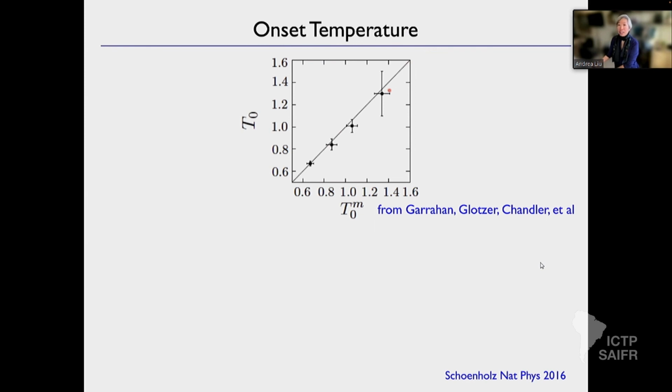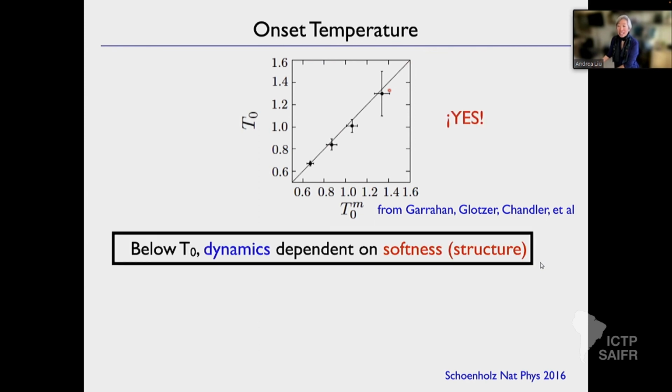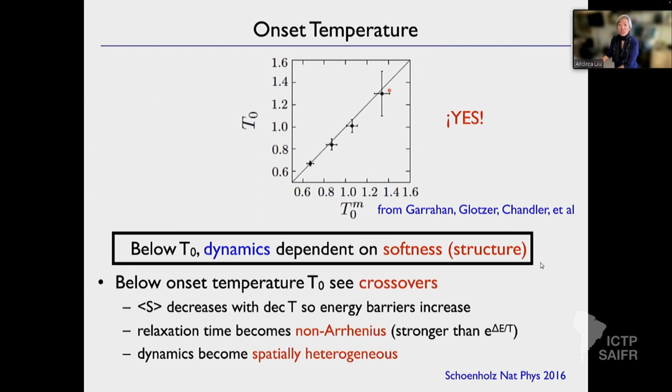Okay, they agree. So that's what the onset temperature means. It's where the dynamics start to depend on softness, or local structure. And it's below the onset temperature that you start seeing all these things: the softness starts decreasing, the energy barrier starts increasing, the relaxation time becomes non-Arrhenius, and the dynamics become spatially heterogeneous.